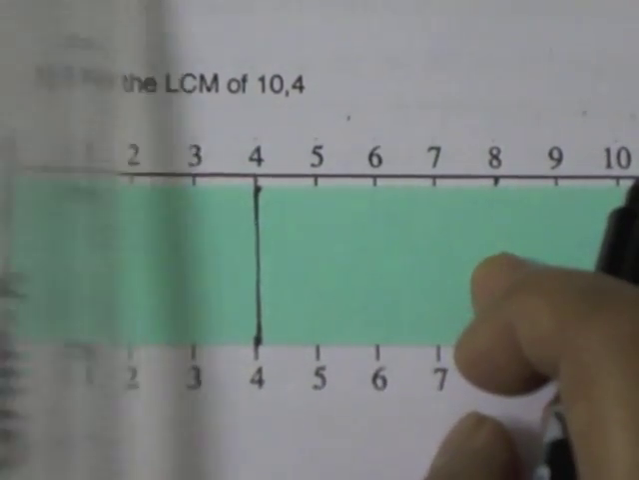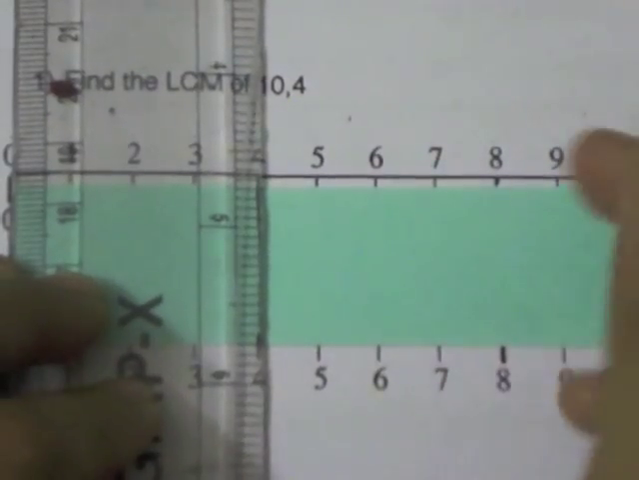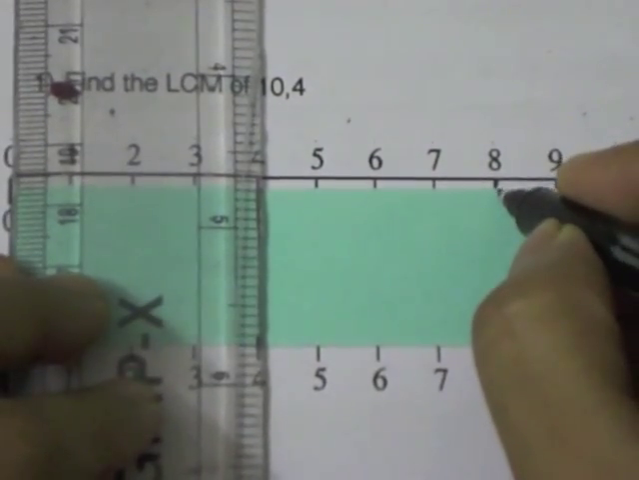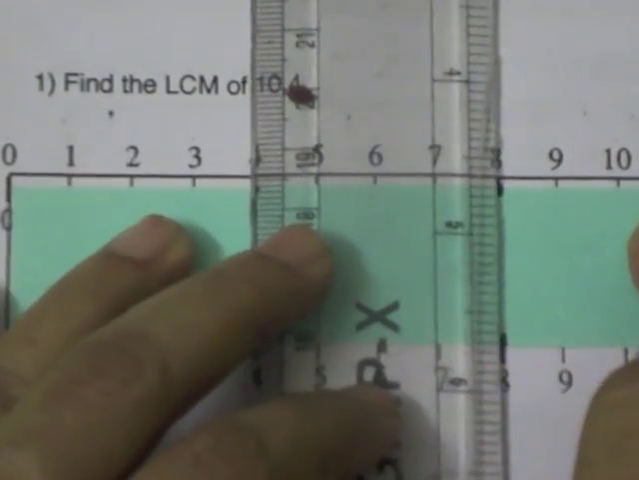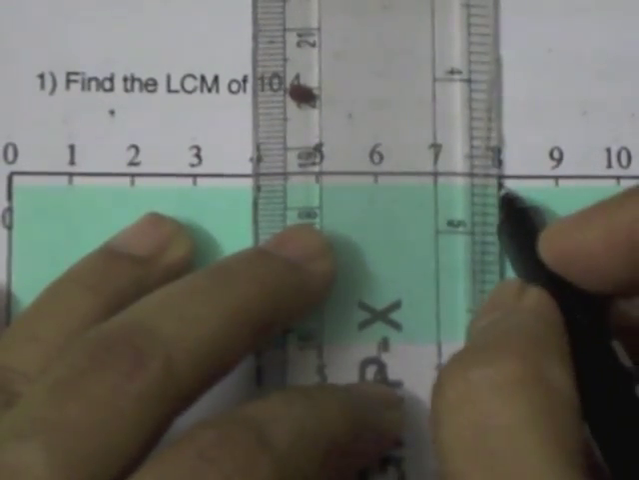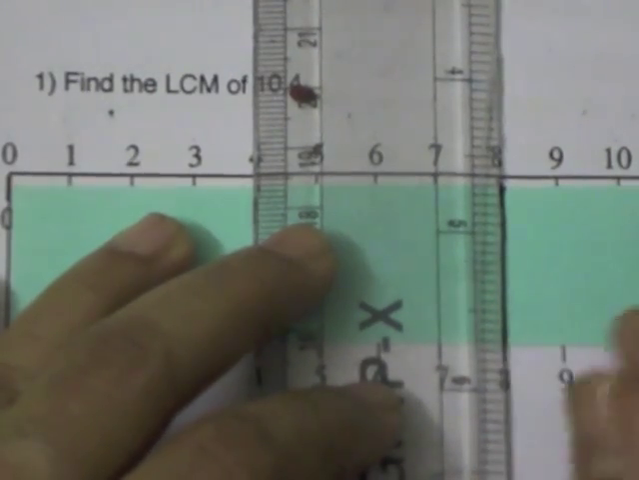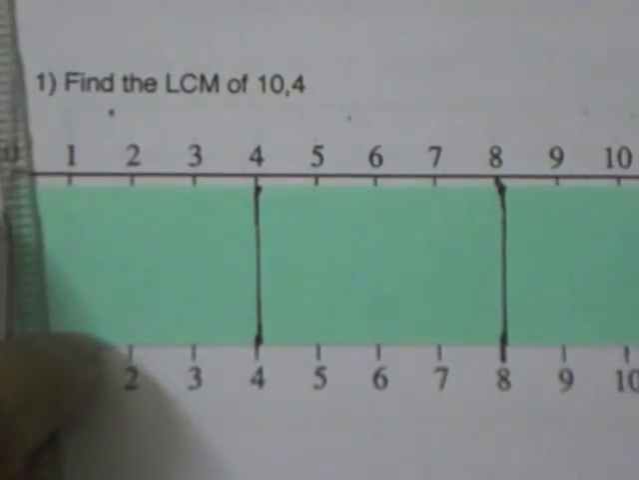The second piece of 4 we can get by just marking out on 8, because 4 plus 4 is 8, and then drawing a line. Continue this way till you have reached the end of the strip.